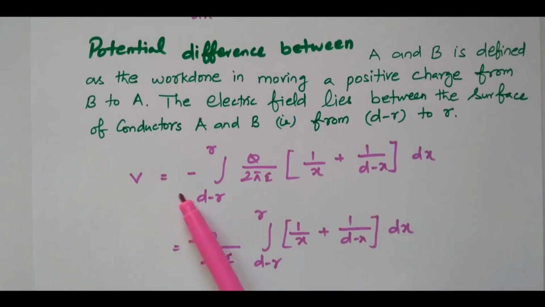So V equal to minus, substituting the limit d minus R to R, Q divided by 2 pi epsilon into (1 by x plus 1 by d minus x) dx. Now these limits and the E value are substituted. This Q divided by 2 pi epsilon is a constant, so it is taken outside: minus Q divided by 2 pi epsilon integral from d minus R to R of (1 by x plus 1 by d minus x) dx. Now we can go for simplifying this integration.